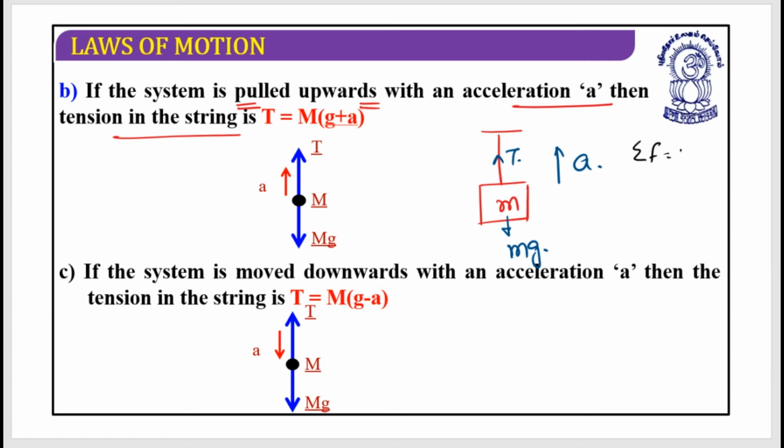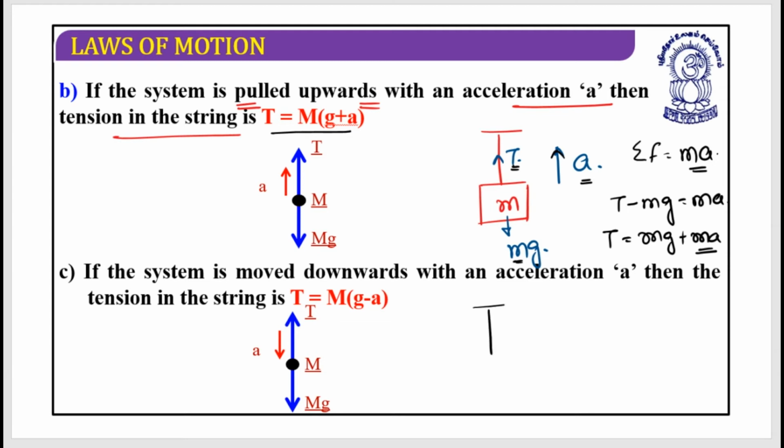According to Newton's second law, sigma F should be equal to mass into acceleration, for all those forces that are acting here. Look at this, the body is moving in the upward direction, so T must be greater than mg. So T minus mg should be equal to ma, and it would be T equals mg plus ma. I hope these things are clear. So I have written this: T equals m into bracket g plus a. Is it clear?